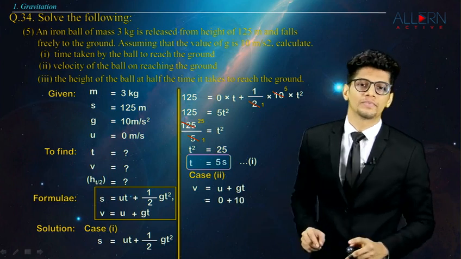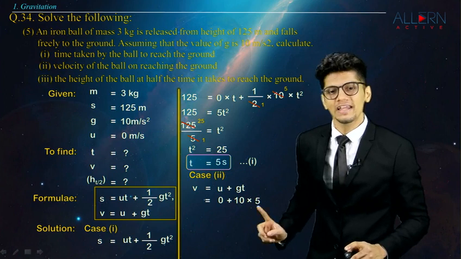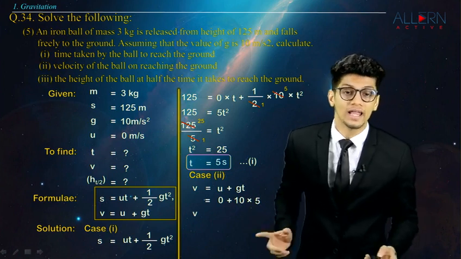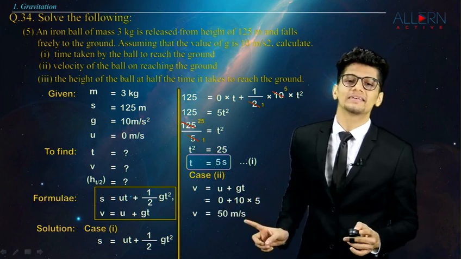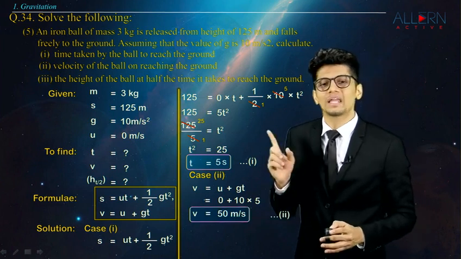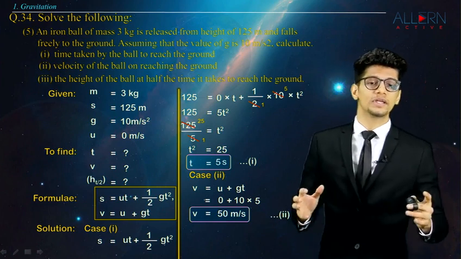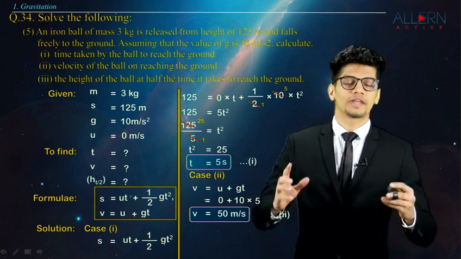That is 10. And what is the value of t? 5 seconds, right? So we have 10 into 5, which is nothing but 50. And what is the unit? It is meters per second. So we have the first two values, that is time is equal to 5 seconds and v, that is final velocity, is equal to 50 meters per second. Now let's move on to case 3.